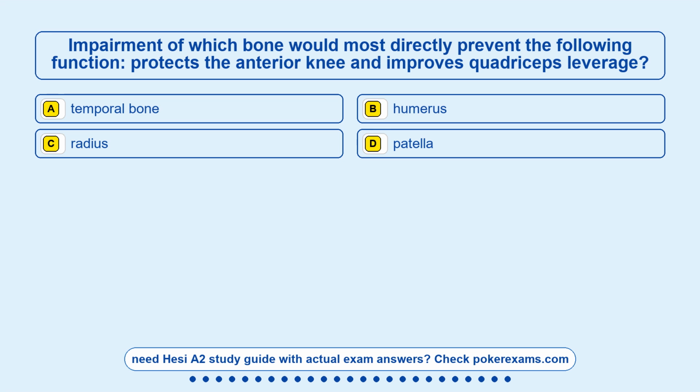Question 9. Impairment of which bone would most directly prevent the following function? Protects the anterior knee and improves quadriceps leverage?